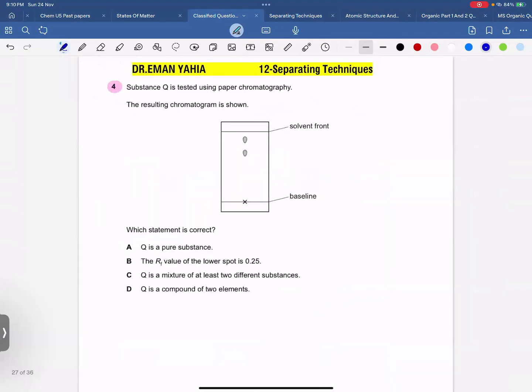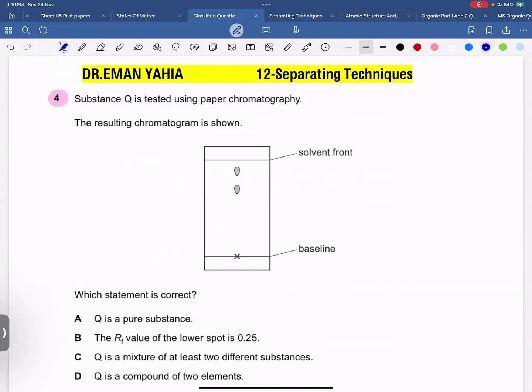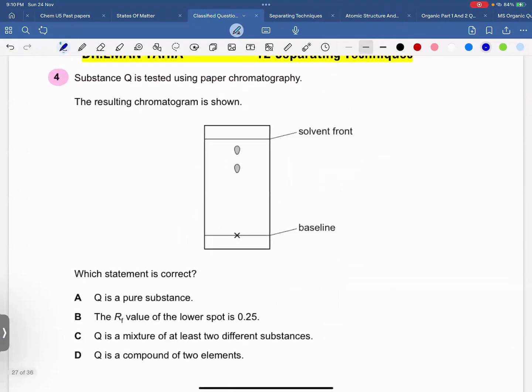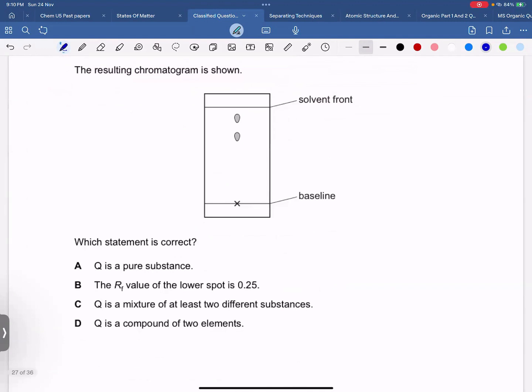And then substance Q is tested using paper chromatography. The resulting chromatogram is shown. What statement is correct? Q is a pure substance. No, 2 spots formed. The Rf value of the lower spot is 0.25. Q is a mixture of at least 2 different substances. Yes. Q is a compound. Incorrect. So C is going to be the answer.